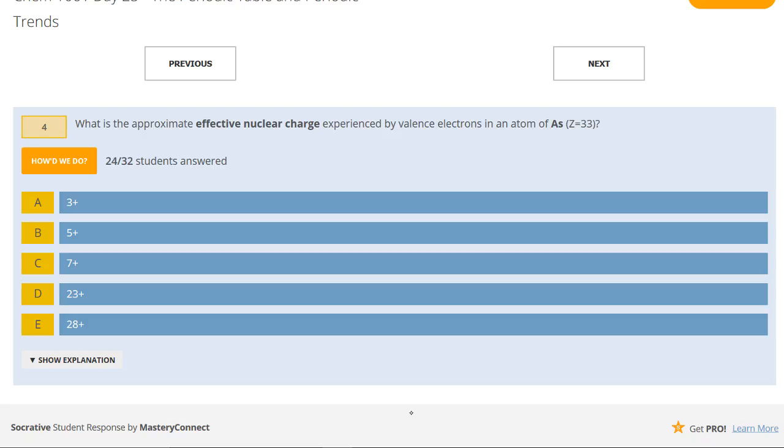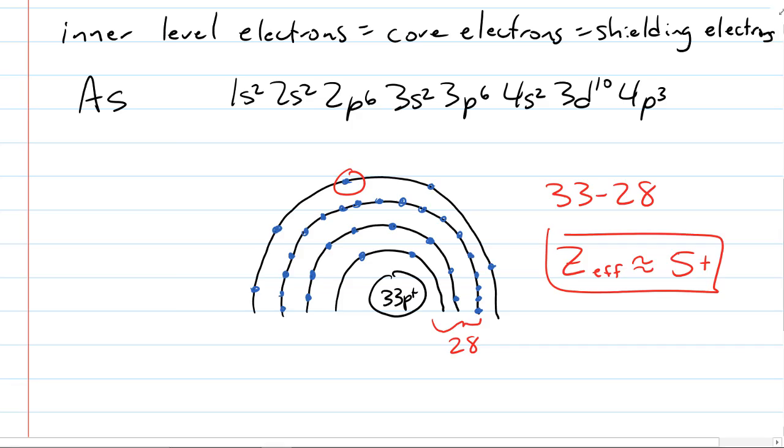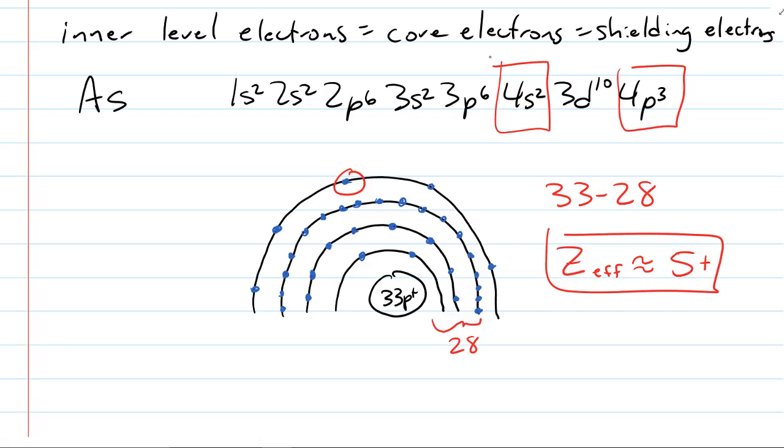We'll count down. 5, 4, 3, 2, 1. Correct answer is 5 plus. Now, you would get it something like this. You'd write out its electron configuration, and we would see we have a total of how many valence electrons? There's 5.